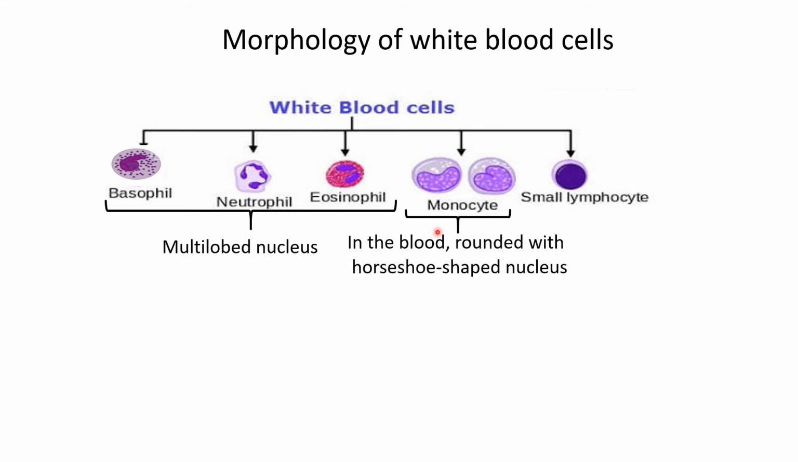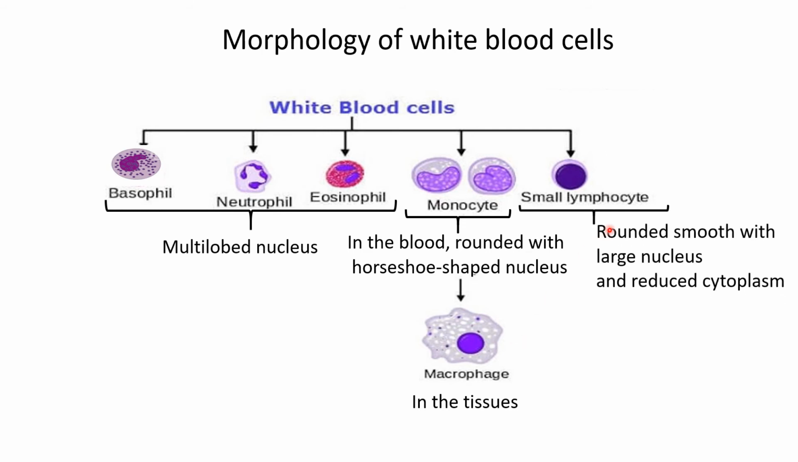The monocyte, when found in the blood, is rounded with a horseshoe-shaped nucleus. However, when the monocytes move in the tissues, they transform into macrophage. When do monocytes move in the tissues? This happens after infection, which means after contact with the antigen.